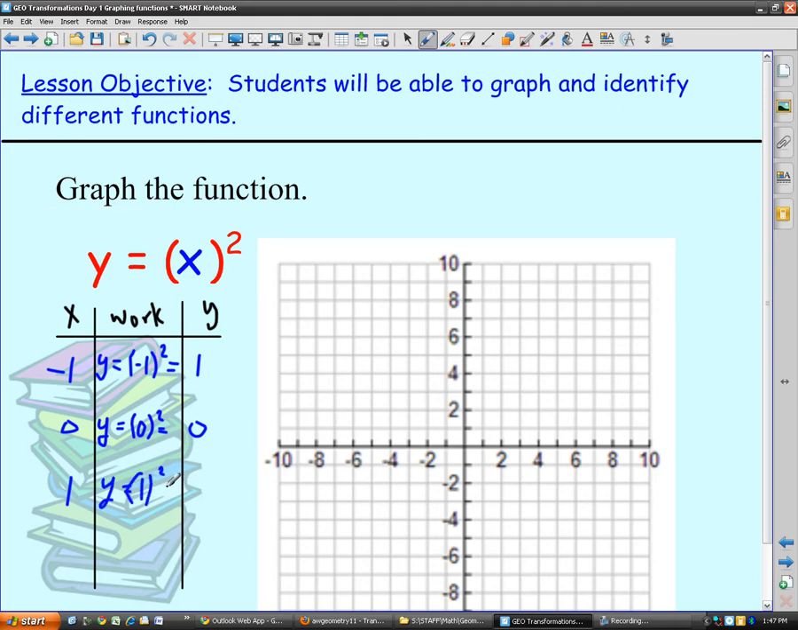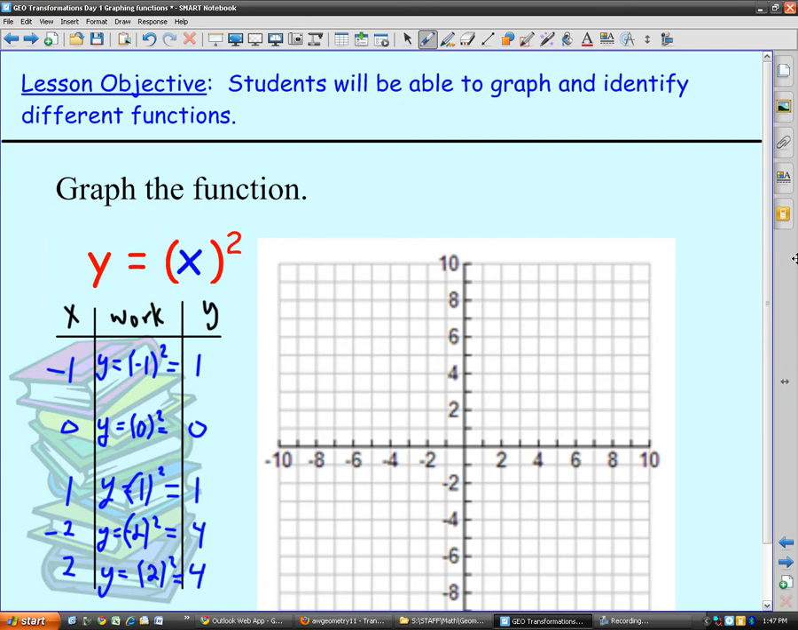So now I'm going to plot these points, and you might want to do a few more of this just to kind of see what's happening. I'm going to go with -2 and +2 just to get a little bit more. So if I say y equals -2 squared, -2 times -2 is +4, and y equals 2 squared would be 2 times 2, which is also +4. So now I'm going to have a pretty good look at what this graph is going to look like.